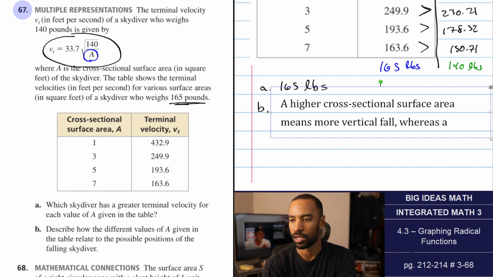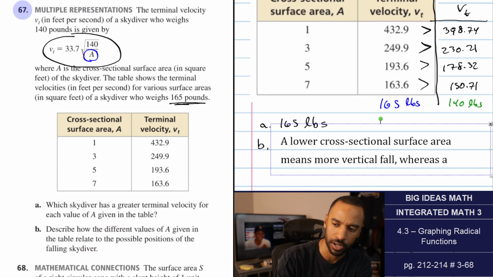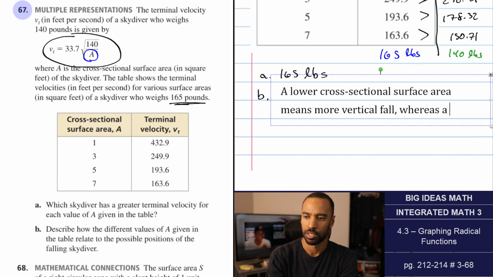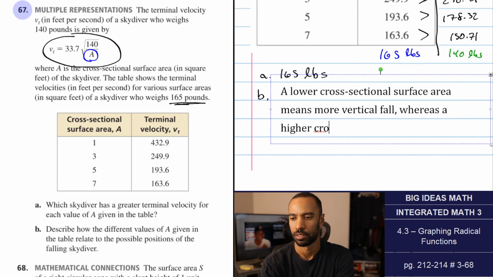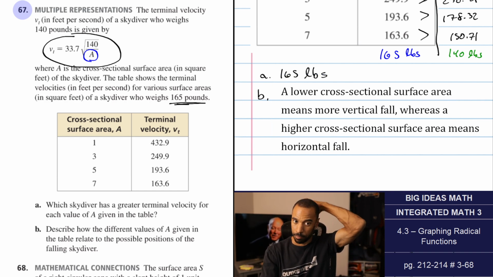Whereas a lower, no, a lower cross-sectional surface area, whereas a higher one means more horizontal fall. Now that I heard cross-sectional. All right, anyway. I don't know.